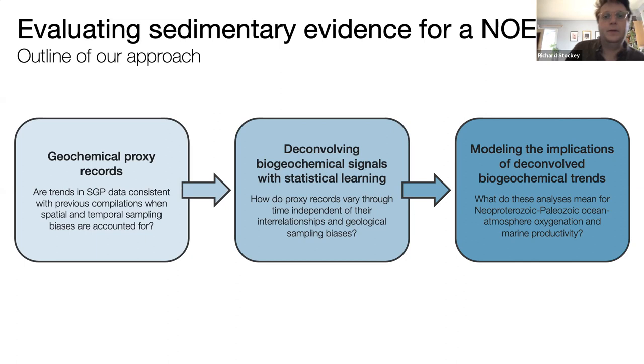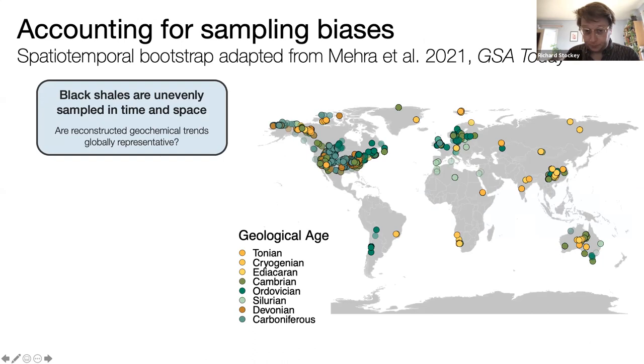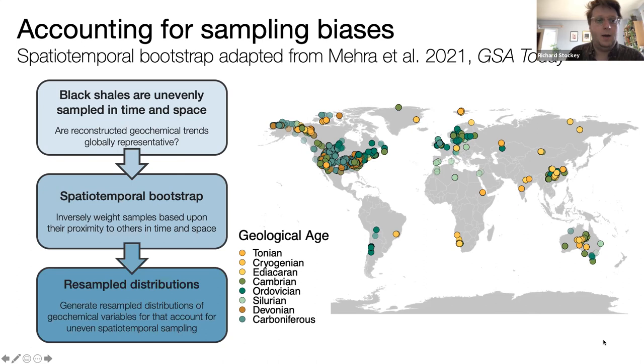So for part one, we ask, are SGP data consistent with previous compilations when spatial and temporal sampling biases are accounted for? And here, as you can see from this map of SGP data, black shales are sampled unevenly in space and time. And to try and tackle that, we use the spatiotemporal bootstrapping approach from Brennan Keller and Akshay Mira's work to inversely weight samples based on their proximity to others in space and time. And then we produce resampled distributions of the raw data to try and get at more representative trends through time, accommodating those biases.